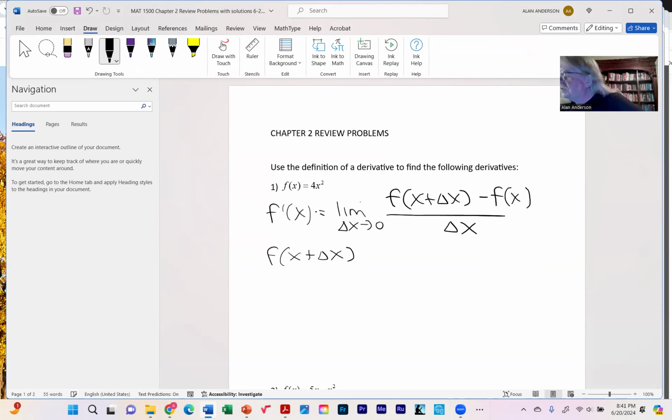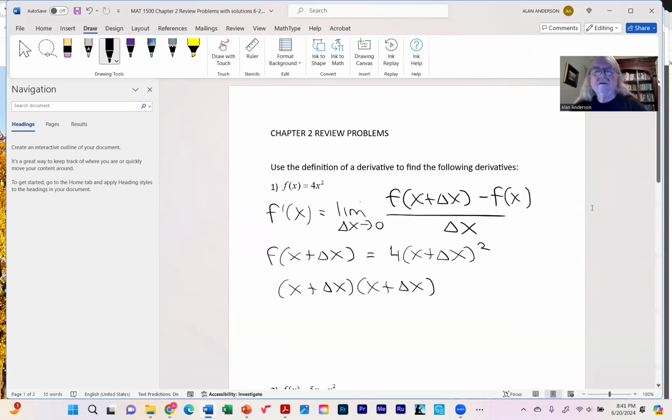Well, here's what we're going to see. With f of x plus delta x, what we're doing is we're simply replacing each x in our equation with x plus delta x. Right? And so now we have to expand x plus delta x squared. So let's just say that we do this with FOIL. Okay, so how would this work out?